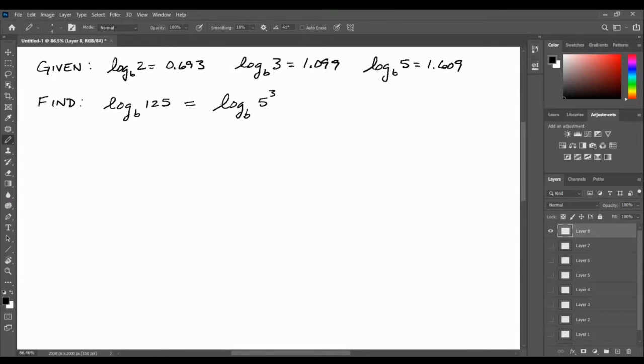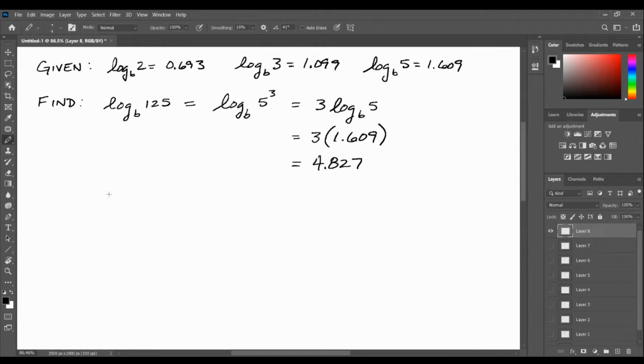Power rule says I can bring that 3 out in front. I know log base b of 5 is 1.609, and that times 3 is 4.827. And now I know log base b of 125, just applying these properties.